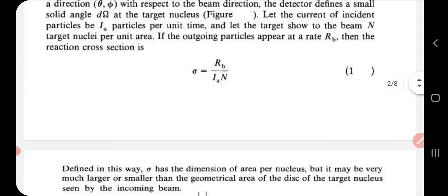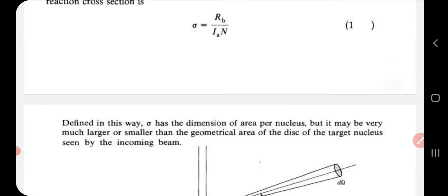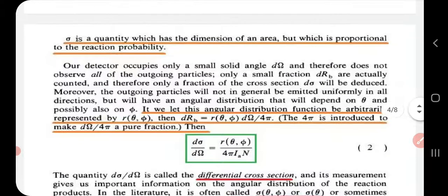This is equation 1. Now in this way, sigma has a dimension of area per nucleus, but it can be very large, or it can be very small compared to the geometrical area of the disk of the target nucleus seen by the incoming beam. Now sigma is a quantity which has dimensions of area, but it is proportional to the reaction probability.